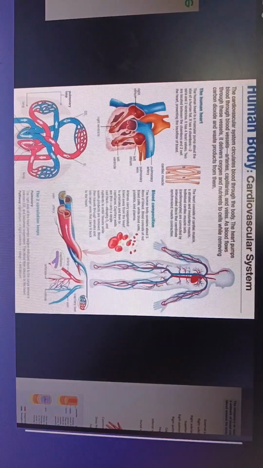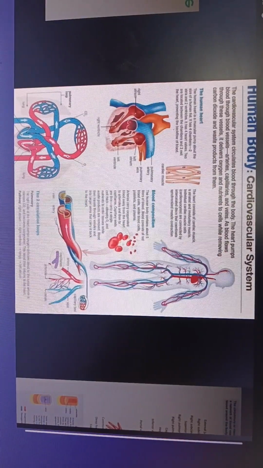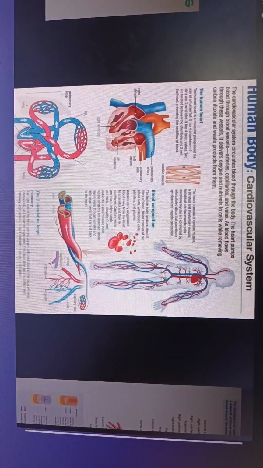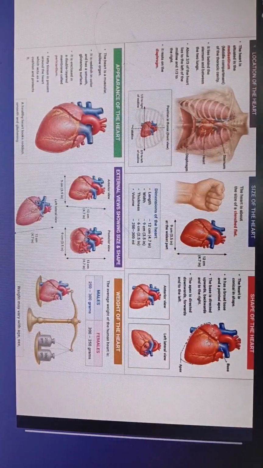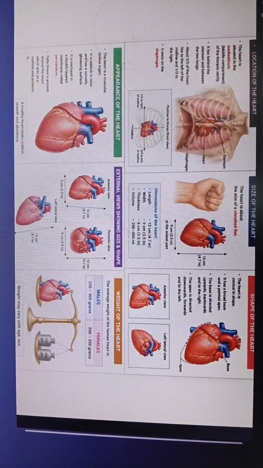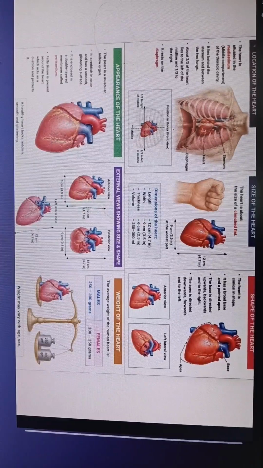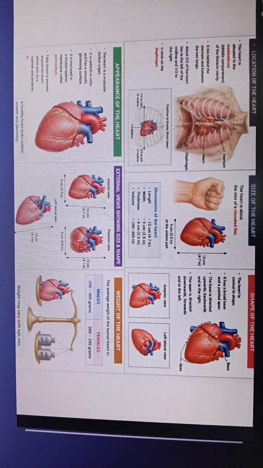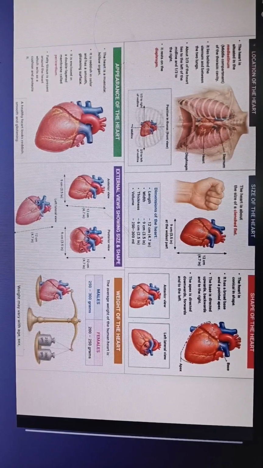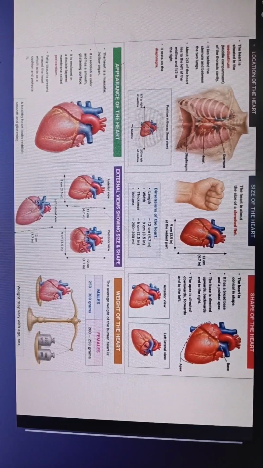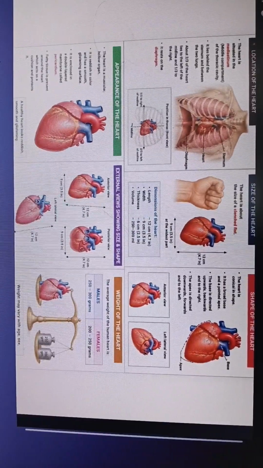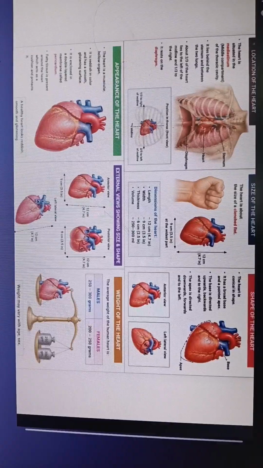The cardiovascular system consists of three main components. First one, heart. Second one, blood vessels. Third one, blood. First, we will study the heart. The heart is a hollow muscular organ. Inside the heart, some gap or space is there. That's why it is called hollow. It acts as a powerful pump. It continuously pumps blood throughout the body, supplying oxygen and nutrients to every cell while removing carbon dioxide and waste products.